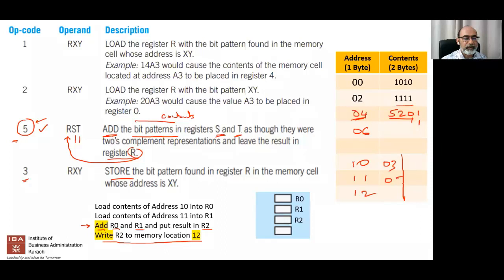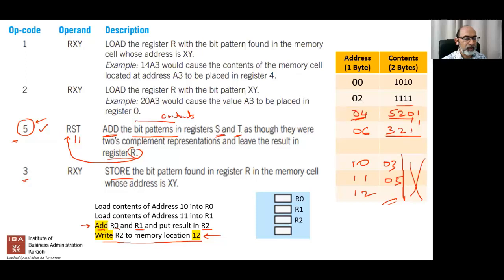Okay. So what would be the instruction over here? Can somebody tell me what would be the machine code for the last instruction? Name, please. Samir. Sir, it would be 3, 2, 1, 2. 3, 2, 1, 2. Let's see if Samir is right.